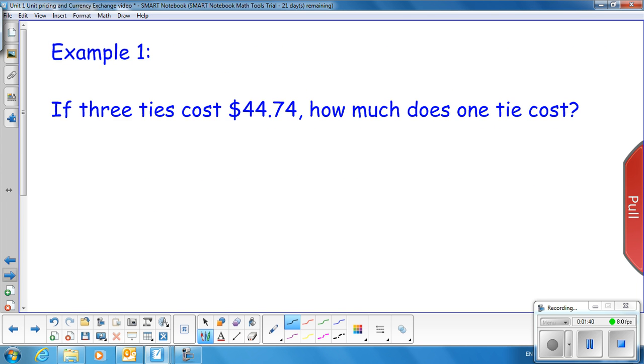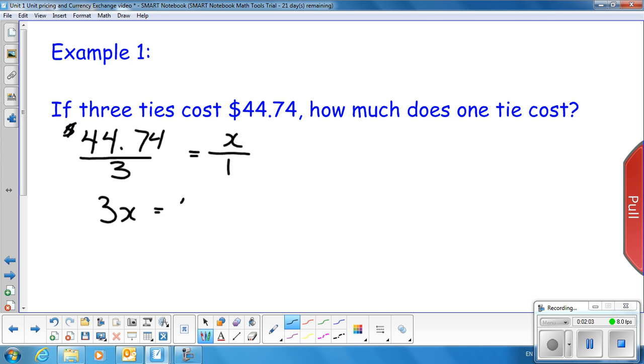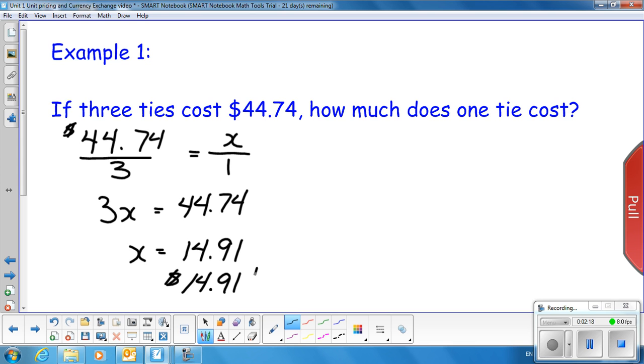For example, if 3 ties cost $44.74, how much does 1 tie cost? So our money goes on the top, $44.74 for 3 ties, and we want to know how much for 1. Cross multiplying gives me 3x equals 44.74. Divide both sides by 3, and we have x equals 14.91. And so our cost is $14.91 for each tie.